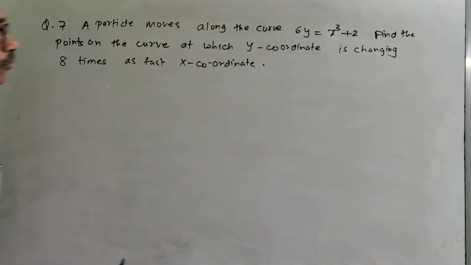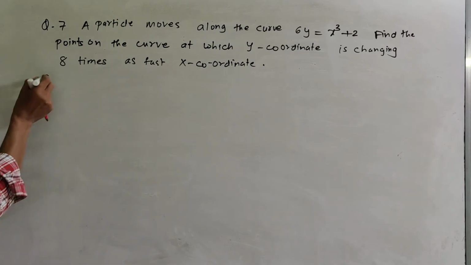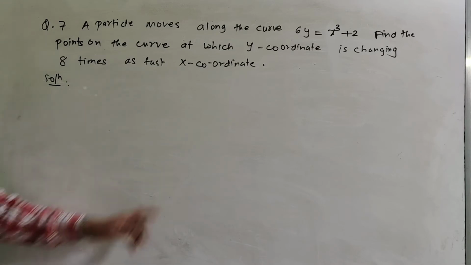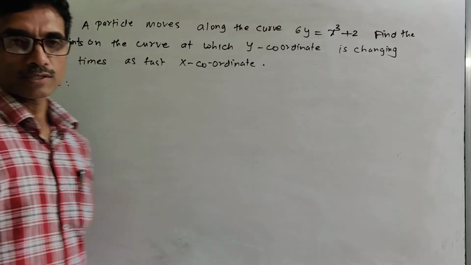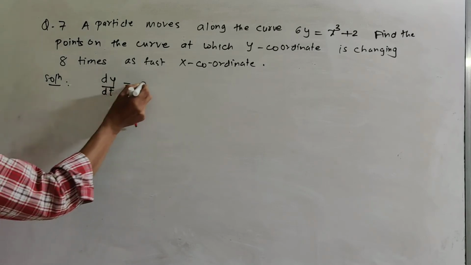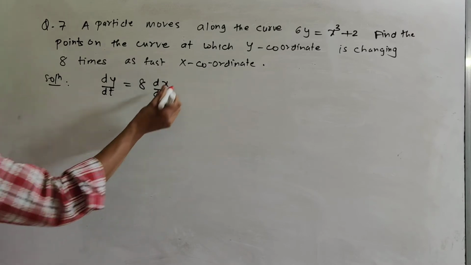So we take that point as x1 y1 and what is given here: the y coordinate is changing, that means rate of change of y coordinate dy by dt is 8 times dx by dt. This is given.